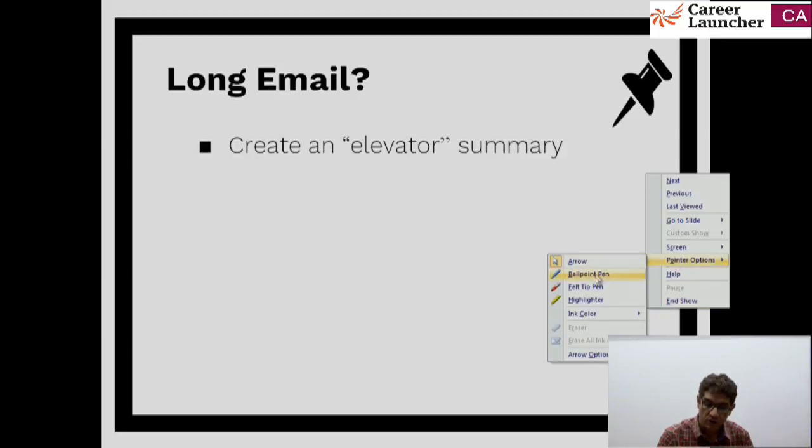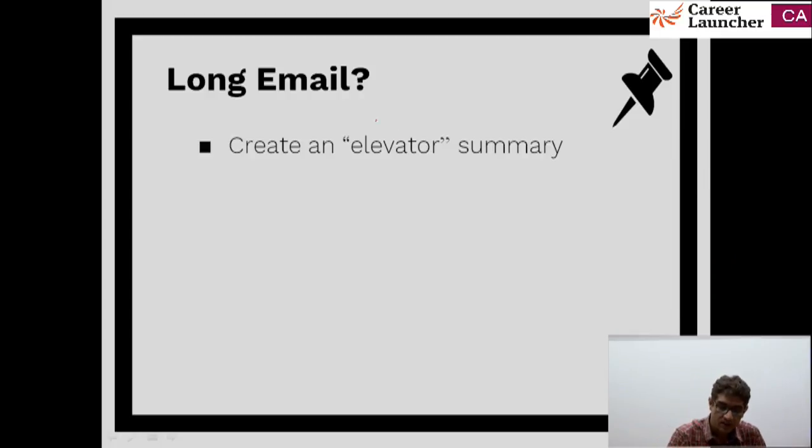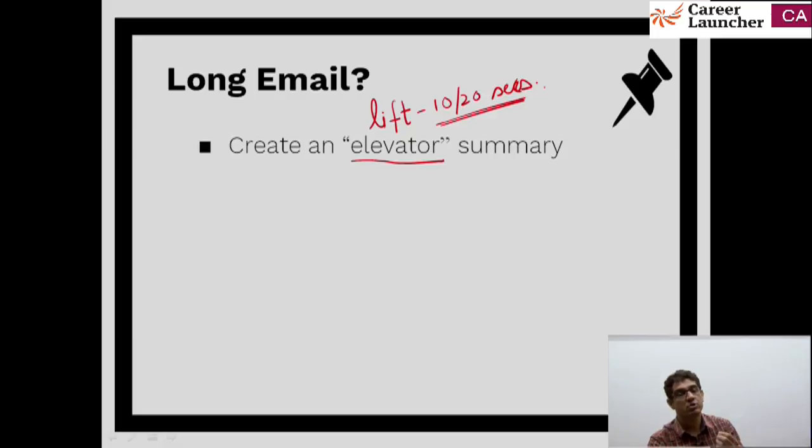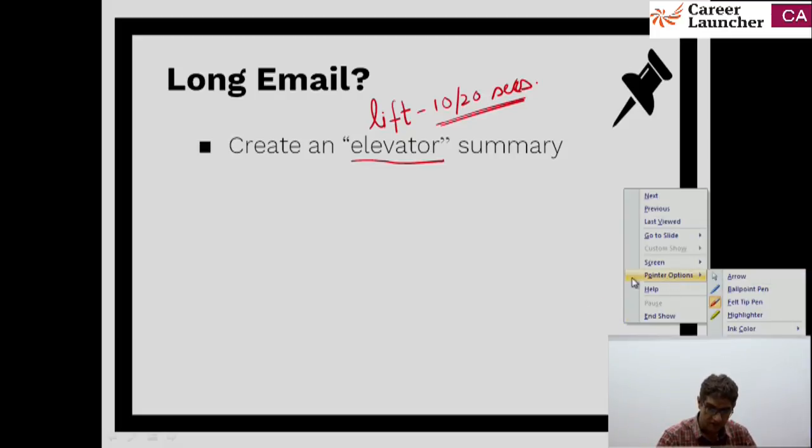Now, why do we call it elevator summary? Elevator is the American English for what we here call a lift. Imagine if you were riding with me in a lift for some 5-6 floors, then that will probably give you some 10-20 seconds with me. So an elevator summary is something that can be conveyed within those 10 to 20 seconds. So you can start with the elevator summary.